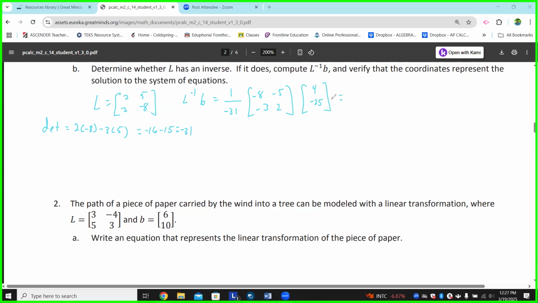Go ahead. That's a B. Yeah, I try to rewrite it like that. Right? So again, it's a little bit easier if you go ahead and just multiply this and then come back and divide by the 31 rather than doing it all together. So that's what I'm going to do. I'm going to write my 1 over negative 31, and let's do the math. Negative 8 times 4. Correct. Negative 5 times negative 25.